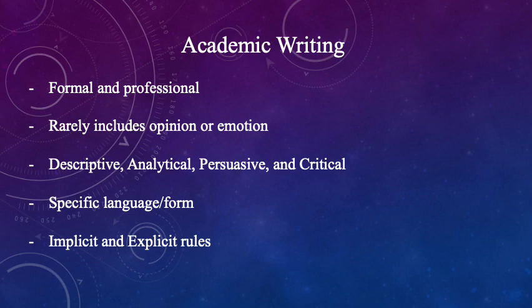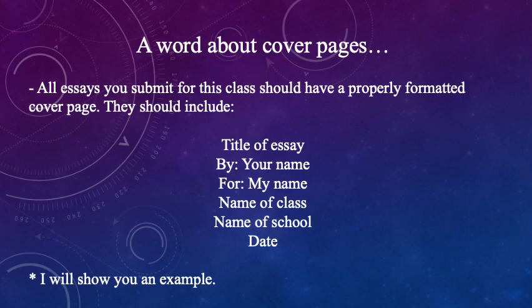Remember, for academic writing, it's formal and professional. It rarely includes opinion or emotion, so you have to remove that. There's very specific language forms that you should be using, so you want to be more formal in your writing. You always want to elevate the language, so this means no contractions, so couldn't becomes could not, there's becomes there is, we're becomes we are, shouldn't becomes should not, things like that. There are many implicit and explicit rules. We can't go over them all, but just to give you an idea, you want to elevate your language as much as possible.